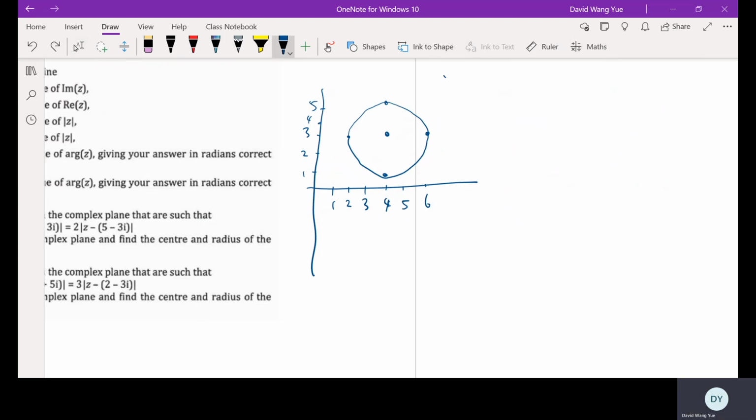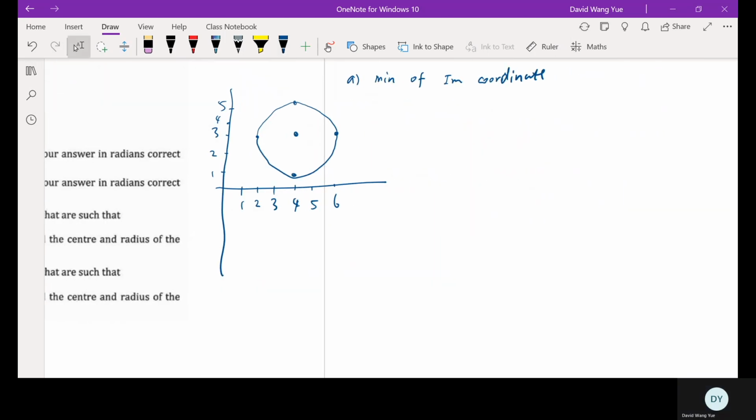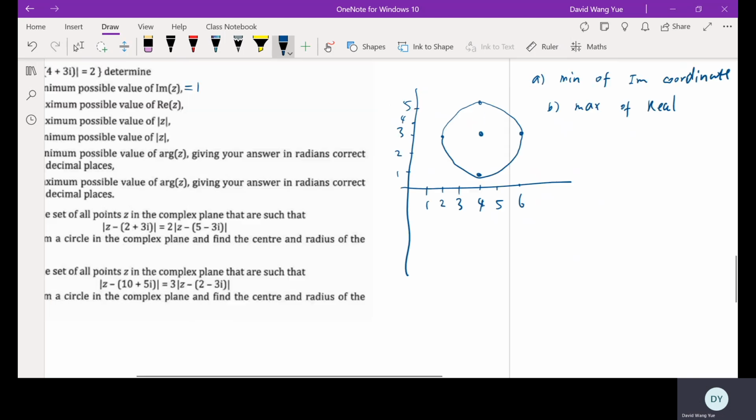Okay, so part A asks about the minimum of the y coordinate. Okay, so that is 1. That's why the minimum of the imaginary part is 1. Part B asks for the maximum of the real part. That is the one on the right, so it is 6.